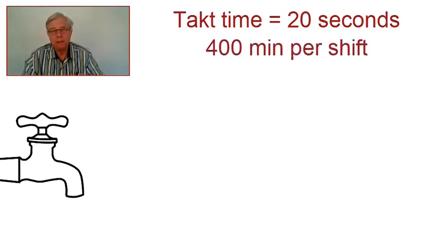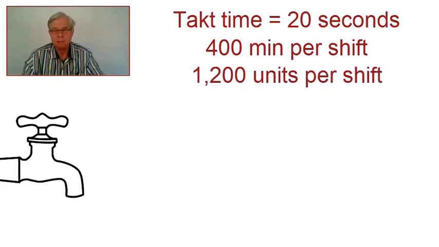If you work 400 minutes in a shift, you'd expect about 1,200, right? Do the arithmetic, 1,200 units per shift. So easy, we did everything right: padded floors, material presented optimally, good lighting, good instructions. Everything was done the best we could, best we knew how at the time.